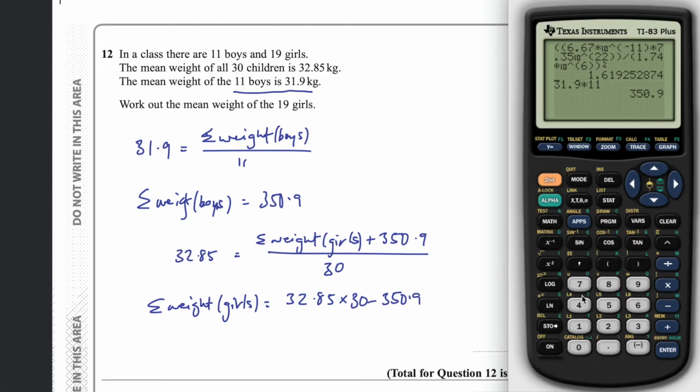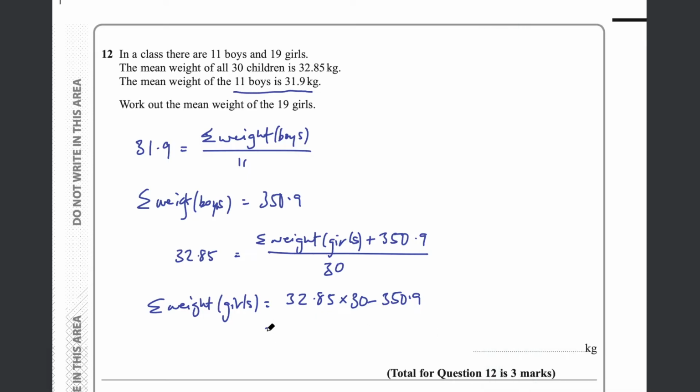Okay, put that into a calculator. So 32.85 times 30, take 350.9. That gives us 634.6. And then the mean of the girls is going to be that weight divided by 19.